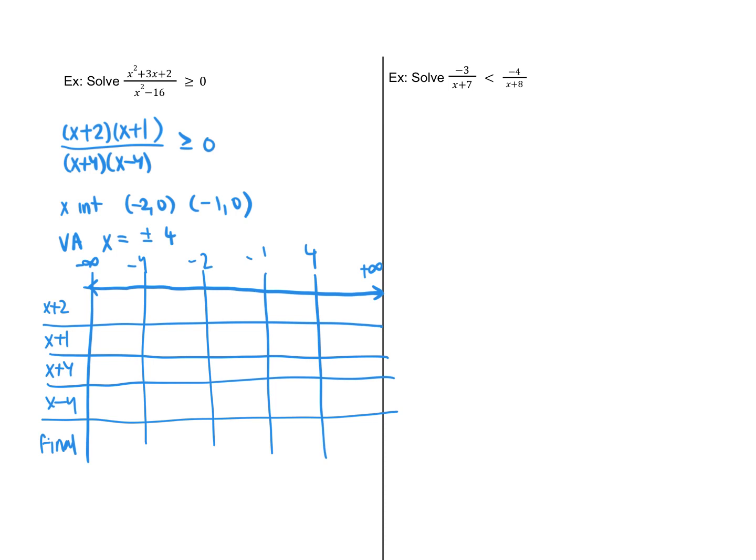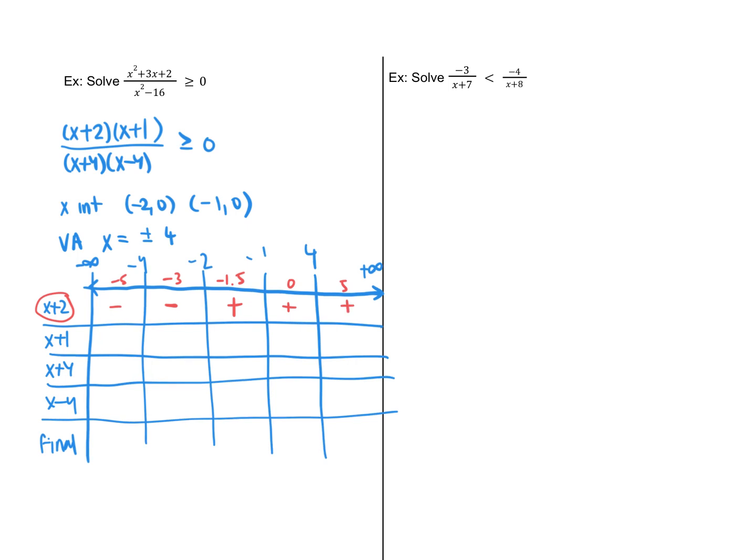I'm going to test x plus 2 first. So when I test -5, that'll be a negative value. If I test -3, that will be a negative. If I test -1.5, that's positive now. If I test 0, that's positive. If I test 5, that's positive.